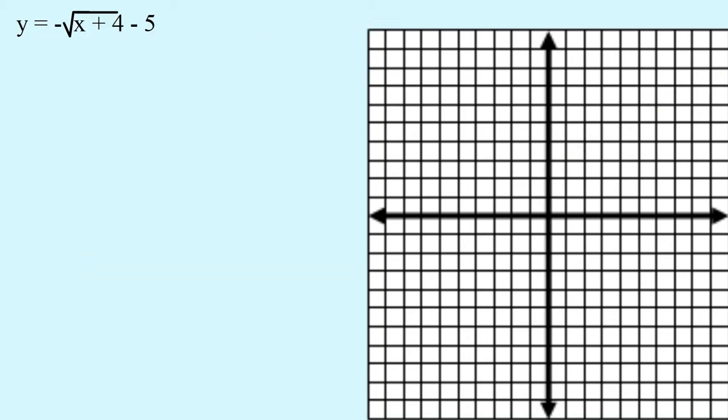All right, let's try another one. With rapid graphing, you would see that the 4 tells you to go left 4. The 5 tells you to go down that many. And then the negative means it reflects, right? Hopefully you remember that. So first let's move the left 4 and down 5.